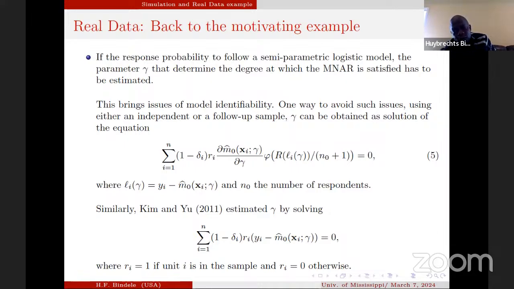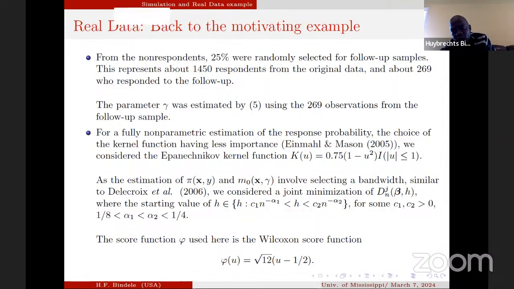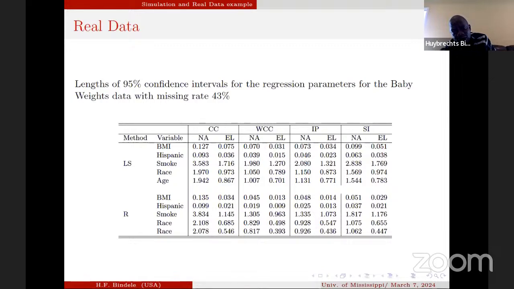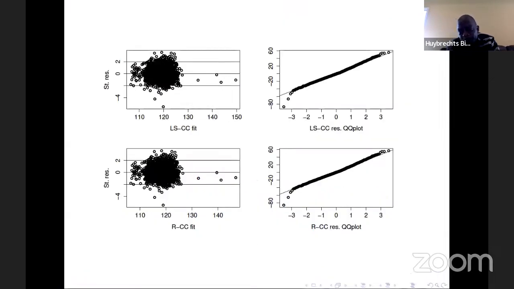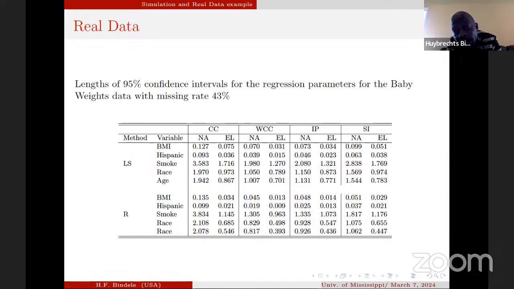And this is the real data, and the observation is the same. If you look at this real data, I'm reporting the length of the confidence interval of whatever parameters we have. I'm just looking at a linear model, but I'm reporting the length of the confidence interval of the parameters of these covariates. Those are the ones that we have.